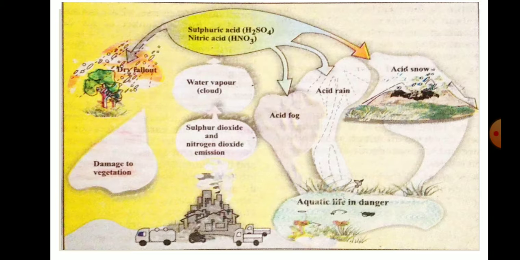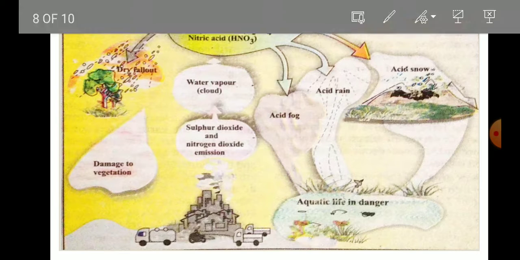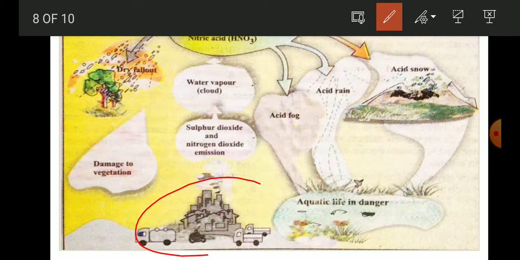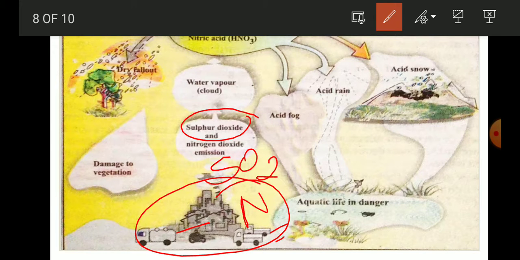Now here in this diagram you can see the cycle of the production of sulfuric acid. Like here, students, you can see that from these factories and these automobiles, what is happening is the release of this sulfur dioxide and the oxides of nitrogen.